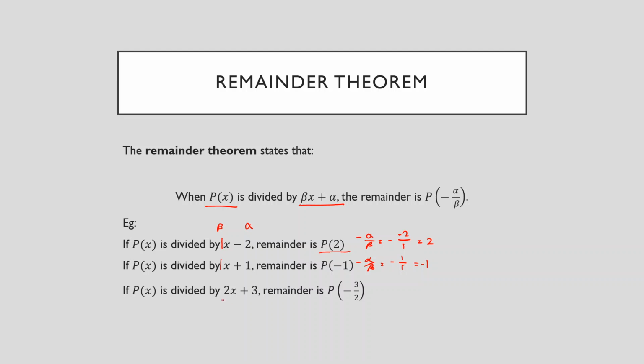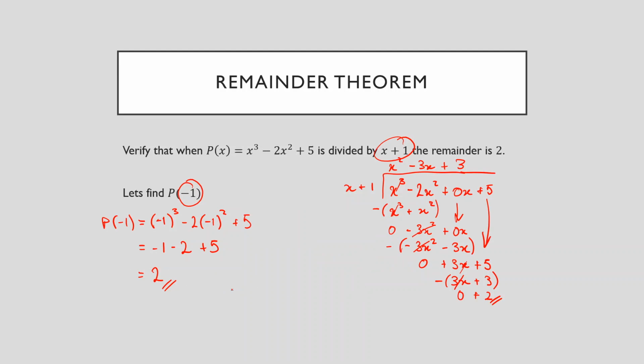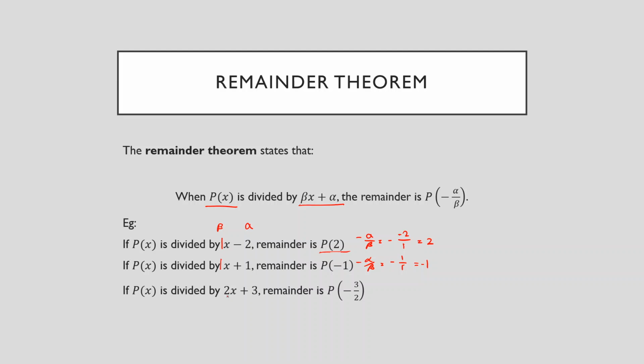Okay, what about this third one? We haven't seen this one yet. So again, this number at the front is beta. This number as a constant is alpha. So if I substitute negative alpha over beta, which in this case is negative 3 over 2, which we just leave as negative 3 over 2, if I substitute that into my polynomial, it would give me the remainder when I divide my polynomial by this. Okay, this is the remainder theorem. Okay, and it gives you an easy way to check for the remainder without going through the whole long division process. Okay, and that makes things a bit easier for us.